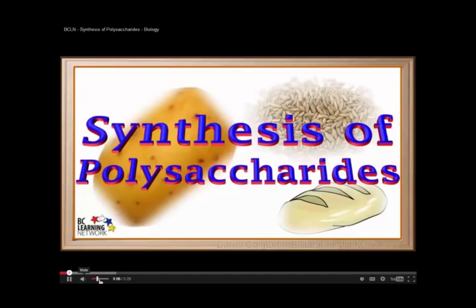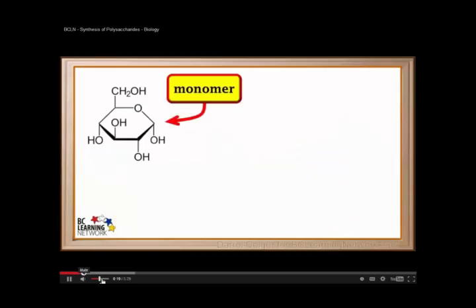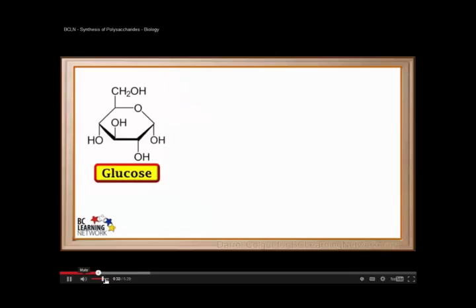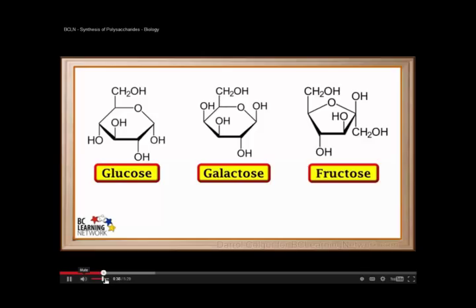Polysaccharides are all polymers, which are very large molecules made up of simple sugars. They include starches, glycogen, and cellulose. We'll see how these are produced or synthesized. Polysaccharides are made up of many smaller molecules called monomers joined together. One common monomer is glucose. Glucose is a simple sugar or monosaccharide. Two other common monosaccharides are galactose and fructose. You can see these all have slightly different shapes or structures.